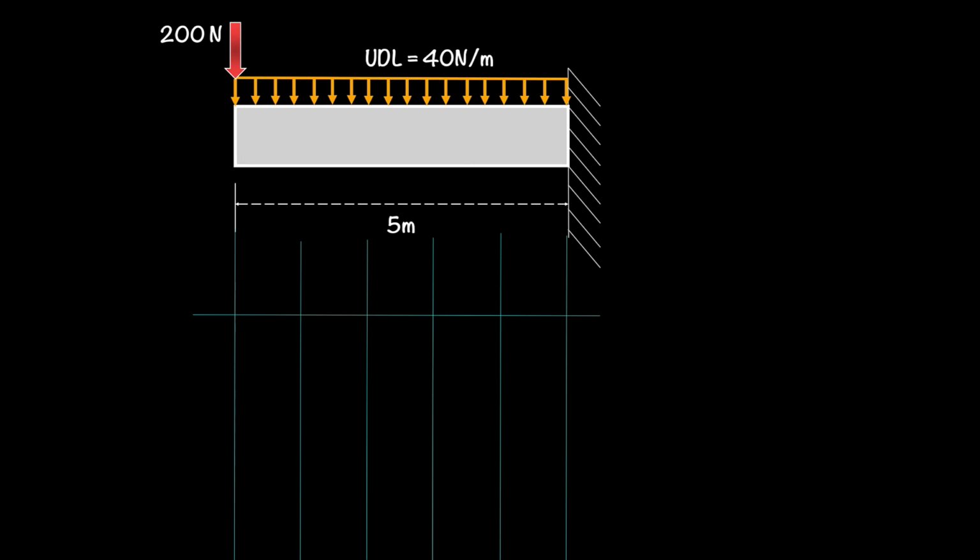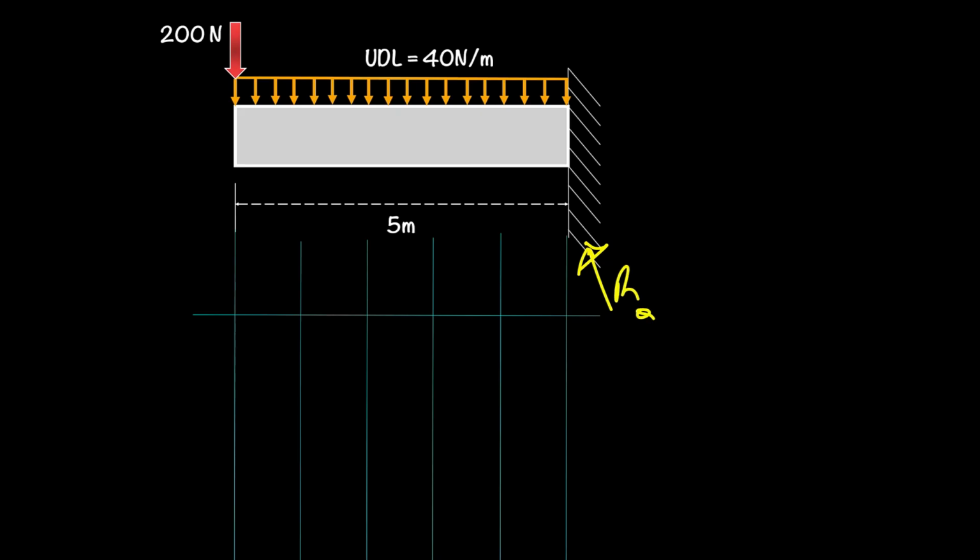So here we have our cantilever beam, and what we're going to do here is to calculate our reaction force. That's going to be right there at that fixed end, and we're going to label the reaction force there as RA, to just say the reaction at A.